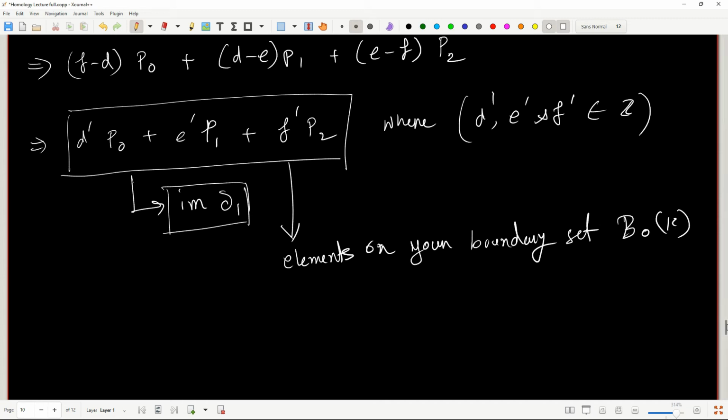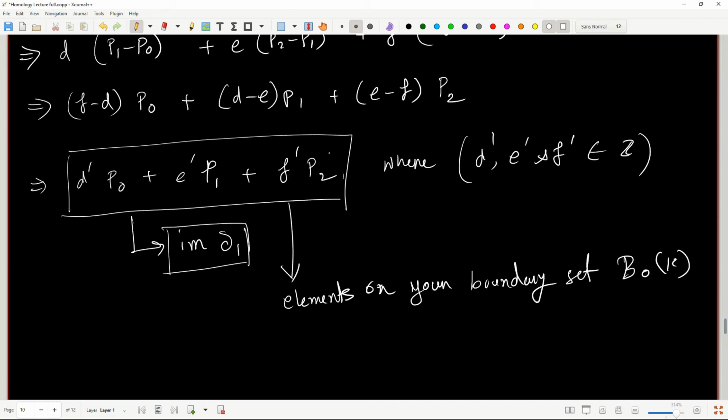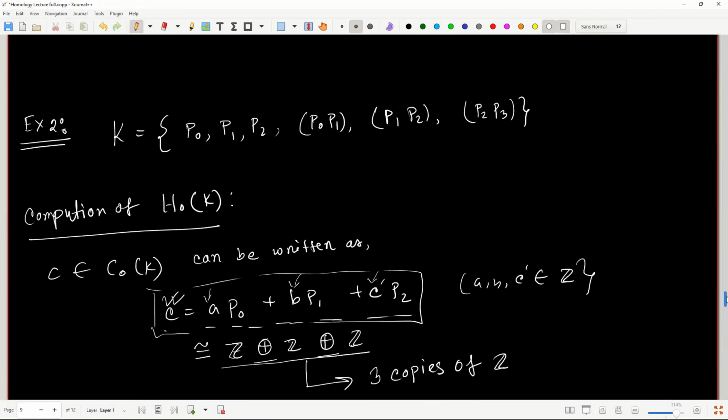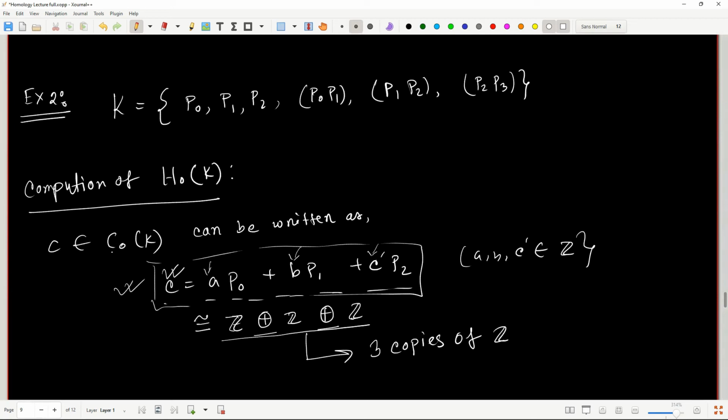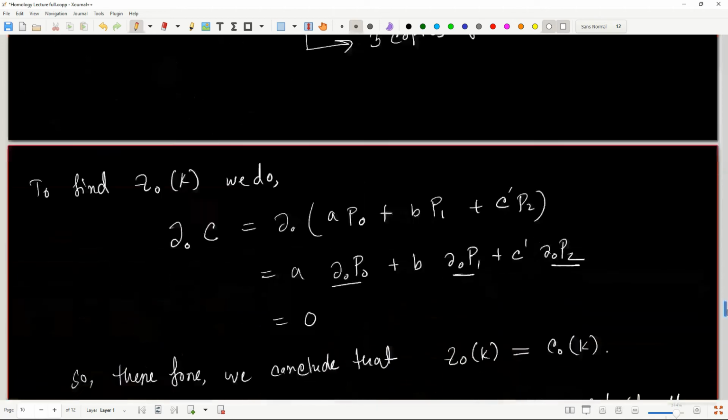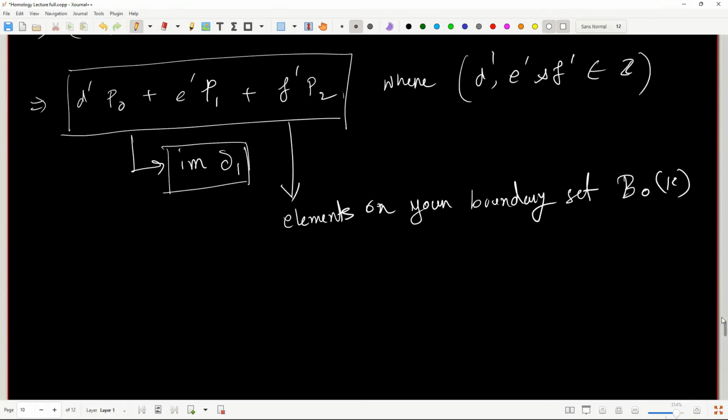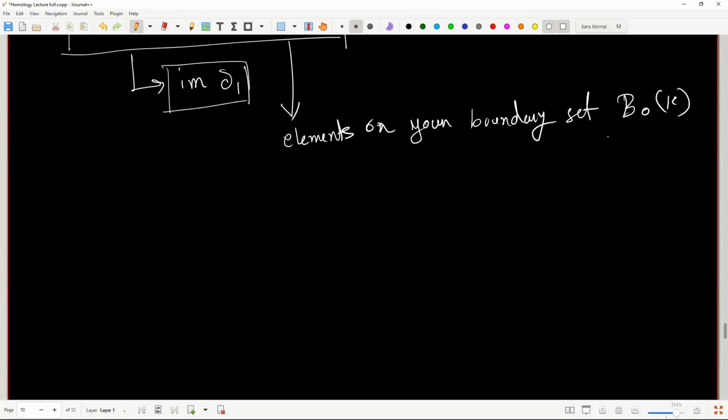But doesn't this look a little bit familiar? Yes, it looks familiar. Why? Because just look at this, C0 of K. It's the same thing, even though I used D, E, F. All of A, B, C prime or D, E, F belong to Z, and these are just linear combinations of our zero simplexes. So these are the elements of your boundary set, right?